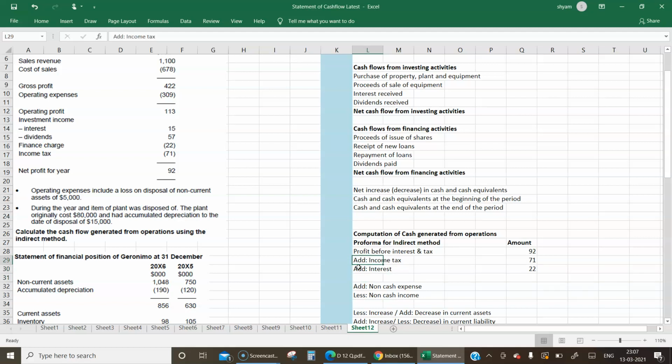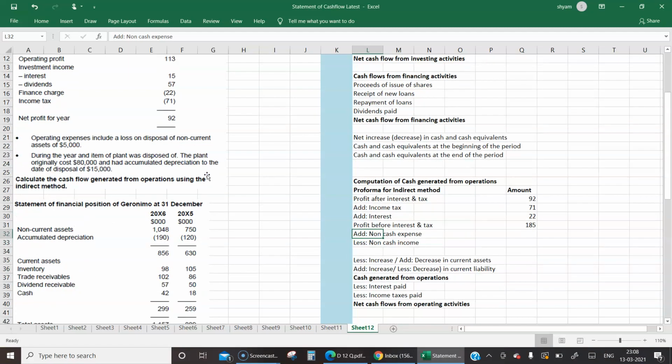So what we opened with was profit after interest and tax. Now we got the first number. From here on we have other numbers, so we have to adjust these numbers also.